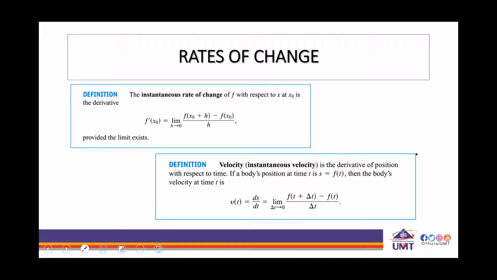So now all the types of differentiation that you learned before are going to be used in the application of differentiation. One of the applications of differentiation is rates of change. So what is rate of change? The instantaneous rate of change of f with respect to x at x naught is the derivative, f prime x naught, equals the limit as h approaches 0 of f of x naught plus h minus f of x naught, divided by h, provided that the limit exists.